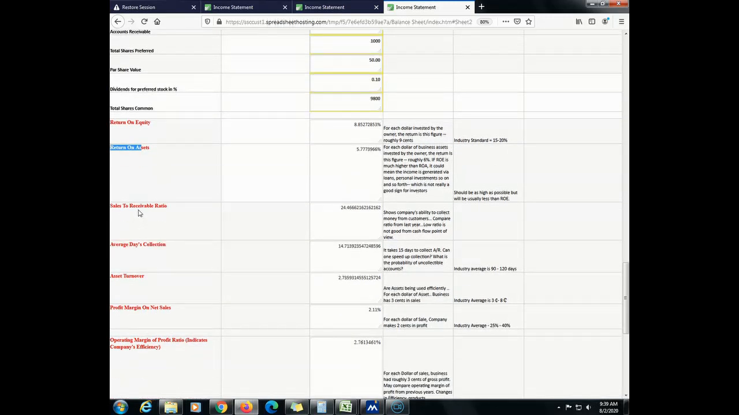Now apart from that, this is your sales to receivable ratio. This ratio is 24.46, and it basically tells you if your company is able to collect money from your customers. If you sold your inventory on accounts, this ratio tells you how successful you were in collecting money or accounts receivable from your customers. The lower the ratio, the worse. For that reason, you really need to bump up this ratio and make sure you're able to collect accounts receivables.